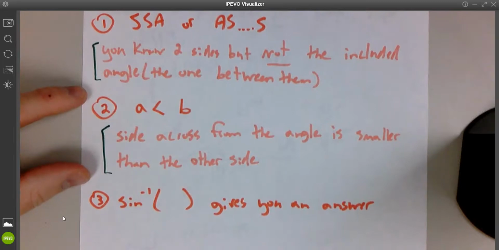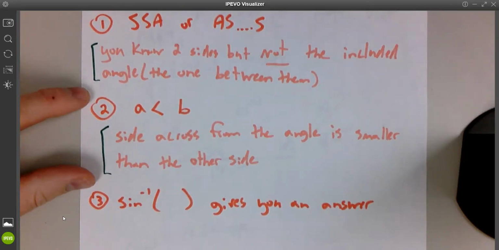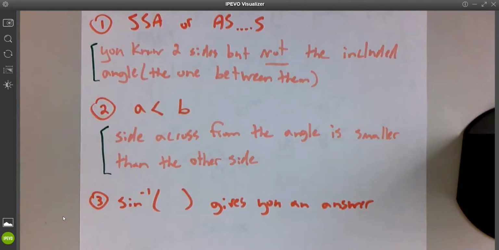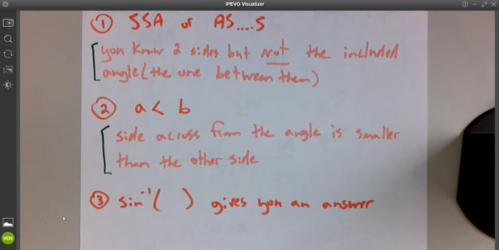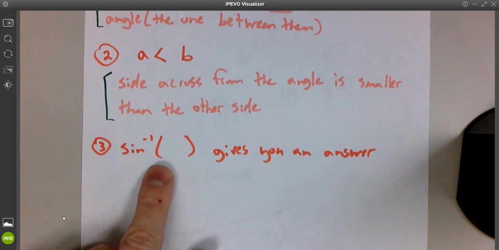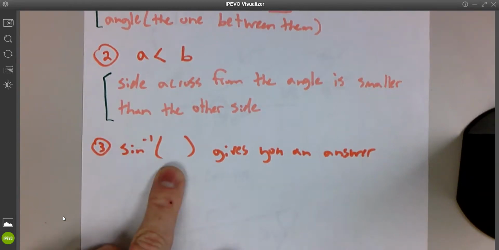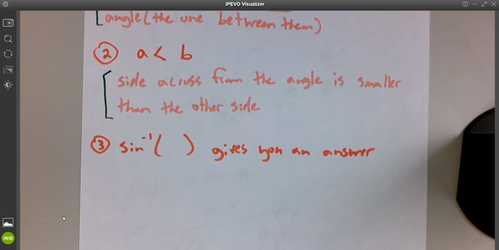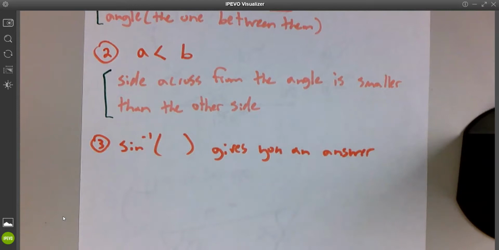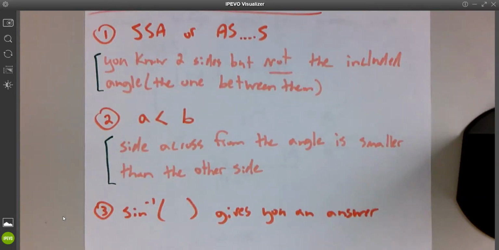Red flag number 2: you're only given one angle, so is the side across from it smaller than the other side? Uh-oh. If it is, we have some thinking to do. If it isn't, if it's bigger, then just go do the problem. You'll get your answers. Your calculator won't tell you a lie. It'll give you the truth. And then finally, this last one. When you take the inverse sine, does it say domain error? It says domain error. That means there are no solutions, no triangle. If it gives you an answer, that actually means there's 2 answers. There's the acute version and the obtuse version, and you have to account for both.